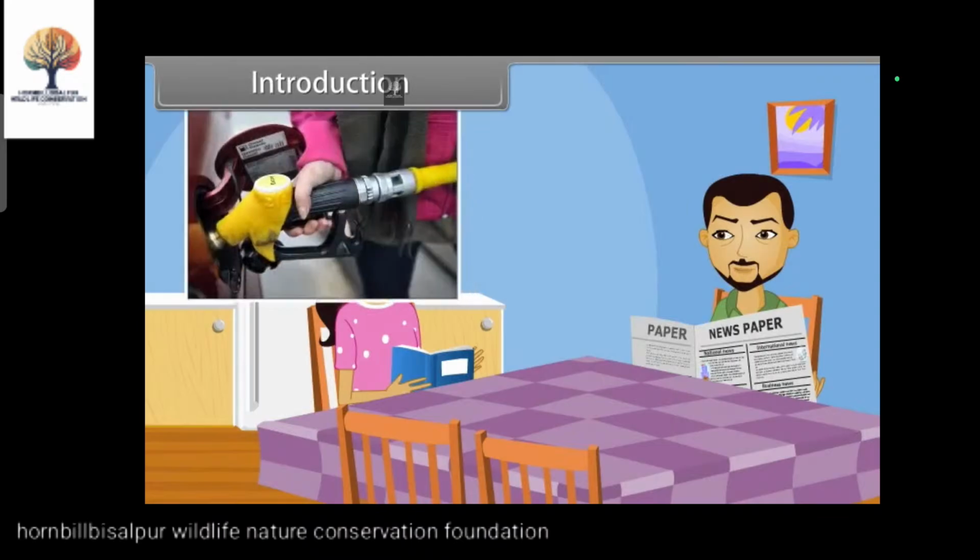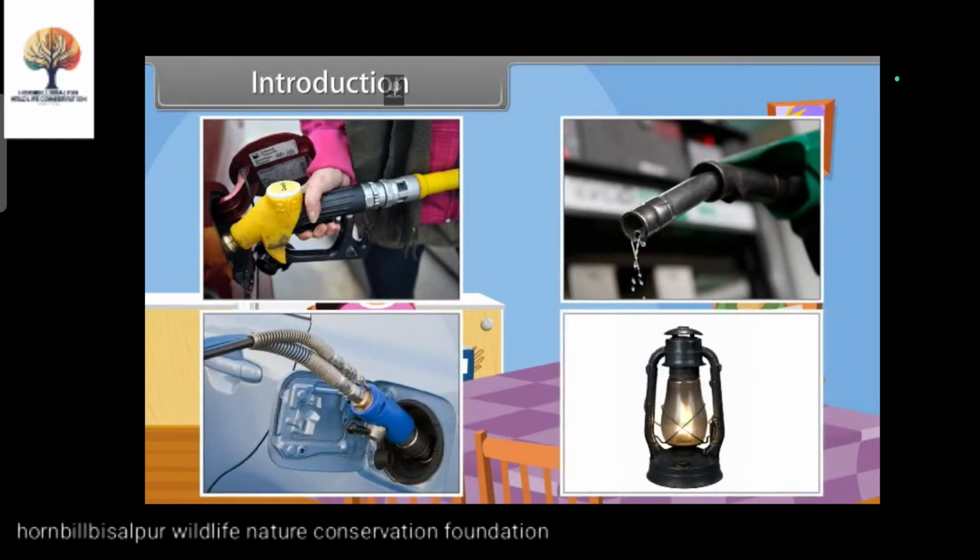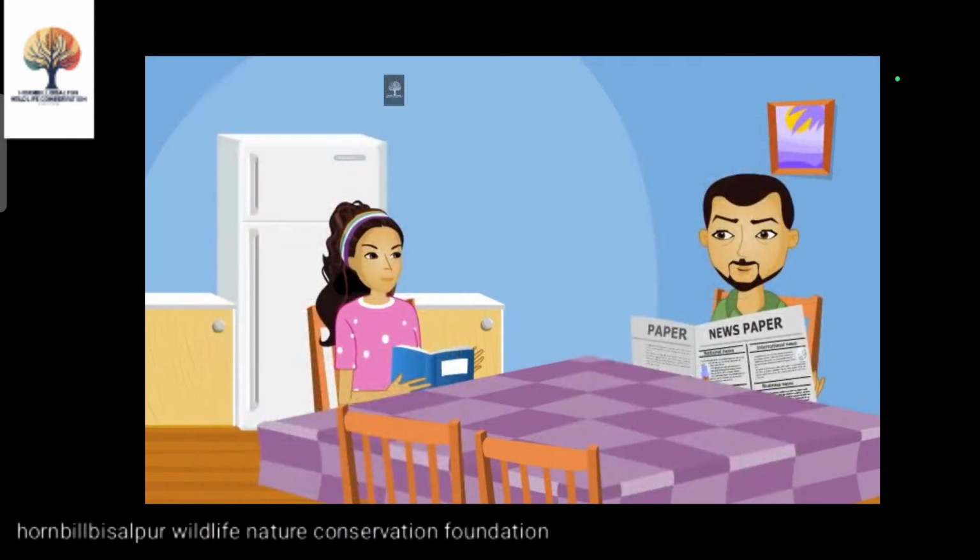We use kerosene oil for domestic use. Petrol, diesel, and CNG are used in automobiles. All these fuels contain hydrocarbons. Isn't it interesting? Very interesting. Please tell me more about hydrocarbons. Sure. Come, let's start.